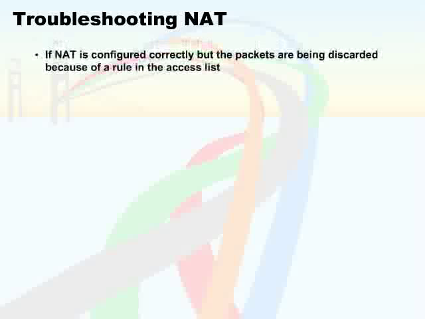There may be instances where we've configured NAT correctly, but the packets are being discarded because of a rule in the access list. This might create a problem because ACLs are processed before NAT, when packets enter an interface, and after NAT, when packets exit the interface.